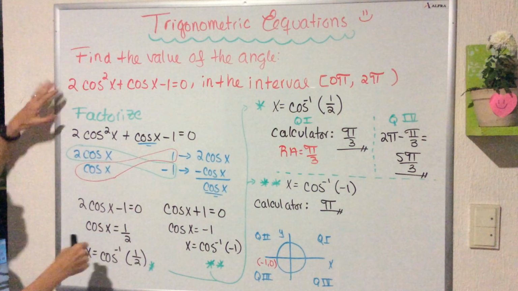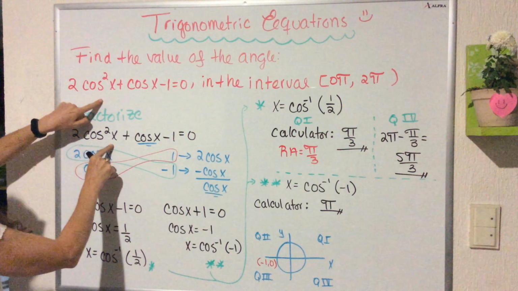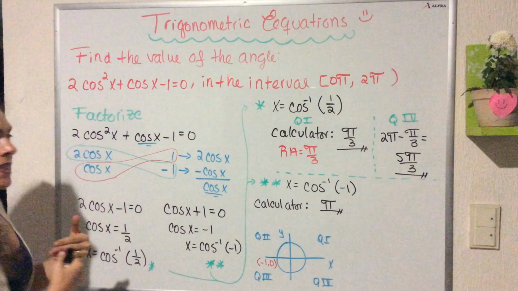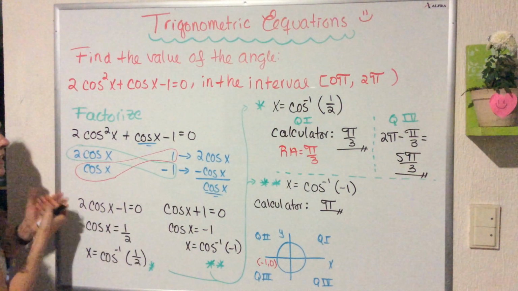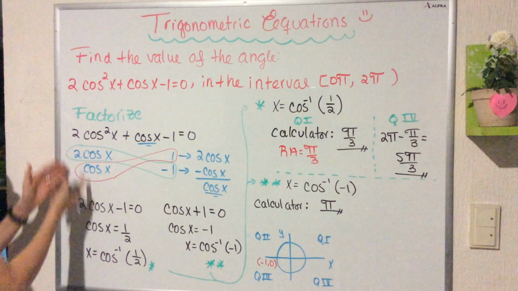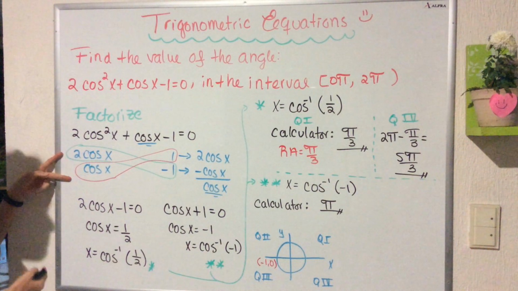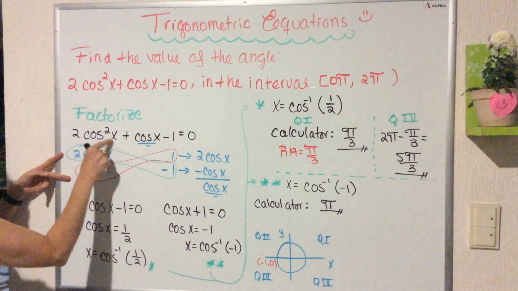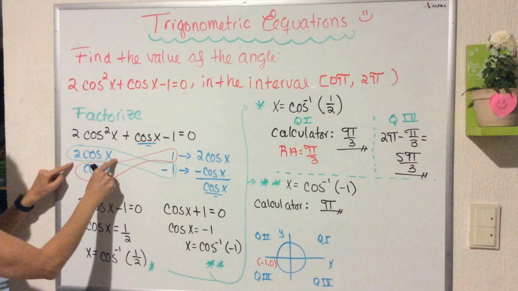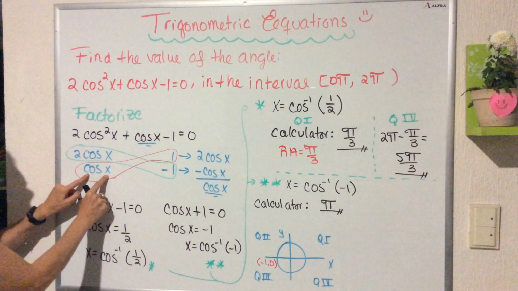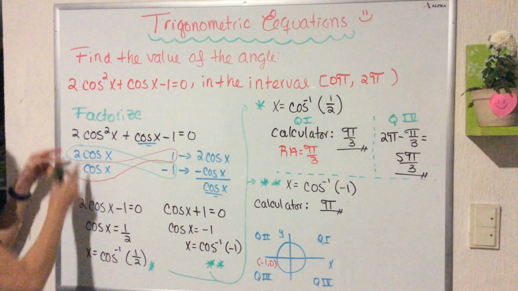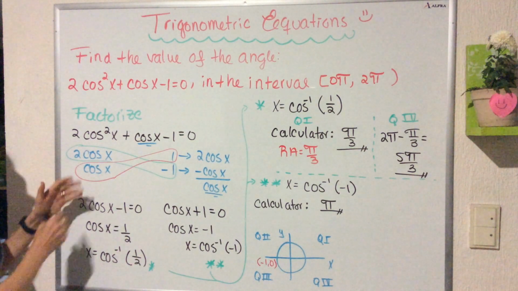So look, we're going to rewrite it here. 2 cosine square of x plus cosine of x minus 1 equals 0. In this case, I am going to factorize using the cross method, okay? Look, first I'm going to look for 2 terms that multiplied give me 2 cosine square of x. Check, if I multiply 2 cosine of x times cosine of x, I get 2 cosine square of x, okay? So these 2 terms are going to work for me now.